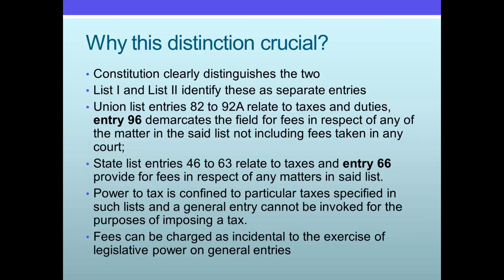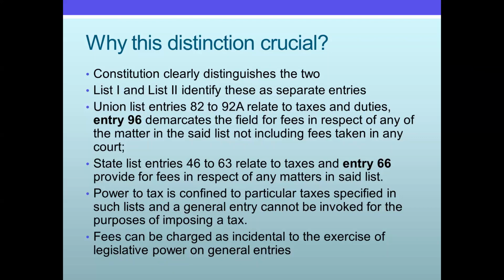Similarly, the state list also comprises those general entries, taxing entries, and entry 66, which provides for fees. Now, it is very essential that whereas the power to tax is confined to those particular taxing entries specified in these lists, and a general entry cannot be invoked for the purposes of imposing a tax, fees can very well be charged as incidental to the exercise of the legislative power on general entries, right?